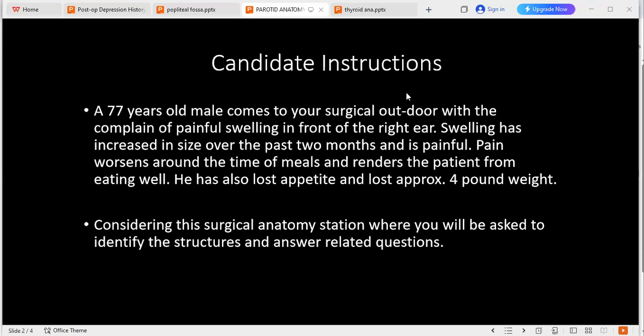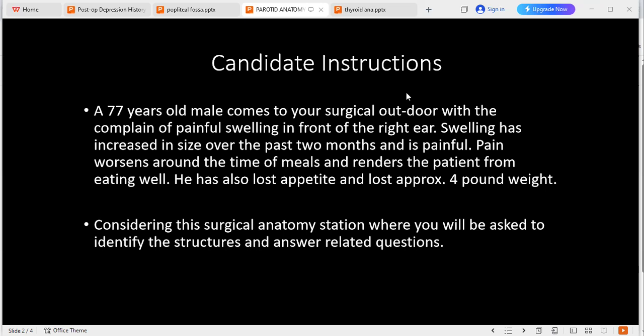The superior border is between the head of the mandible and mastoid process. The posterior border is from the mastoid process to 2 centimeter below the mandible angle. The anterior border is between the head of the mandible and 2 centimeter below the mandible angle. Also, there is a duct of the parotid gland. That landmark is called Stensen's duct.